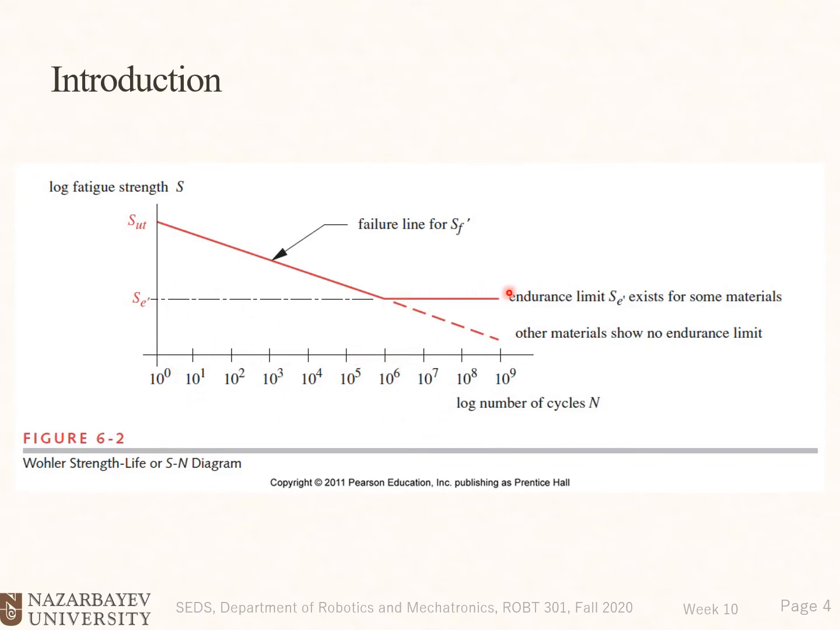Here you could see that some materials will show an endurance limit, and we will discuss this endurance limit. It means that by increasing the number of cycles, the strength of the material does not decrease anymore. Or some materials don't show any endurance limit, like aluminum, and the strength of the material could decrease more and more by increasing the number of cycles. You could see that this graph is logarithmic, and the number of cycles are equally distanced in the logarithmic scale.